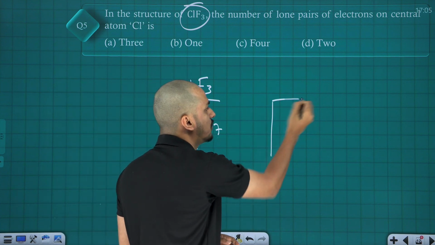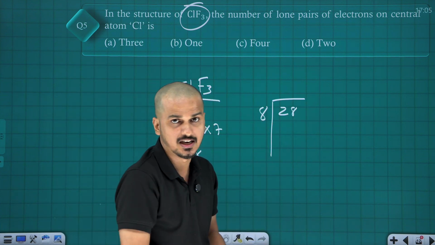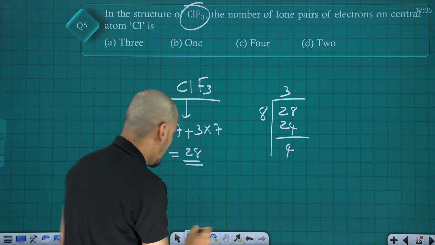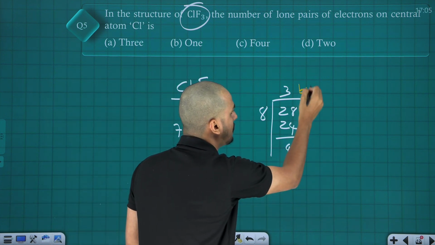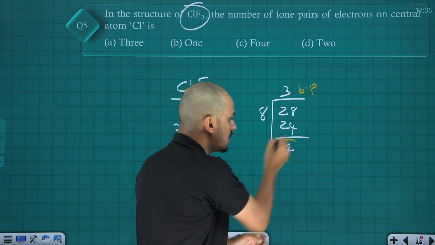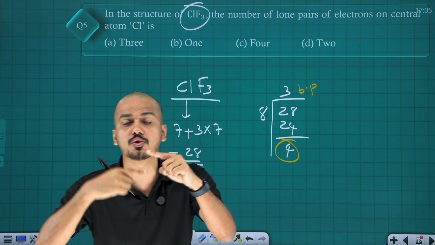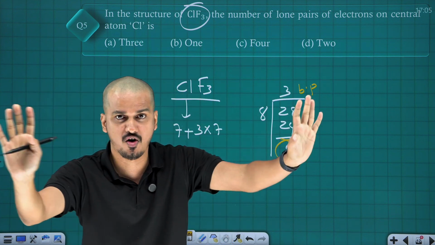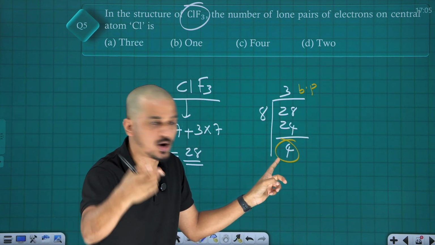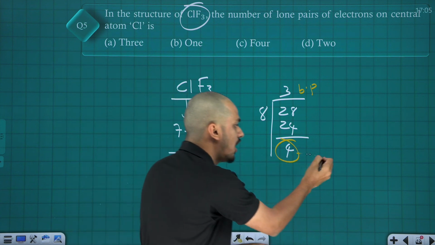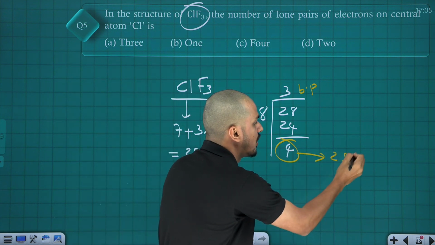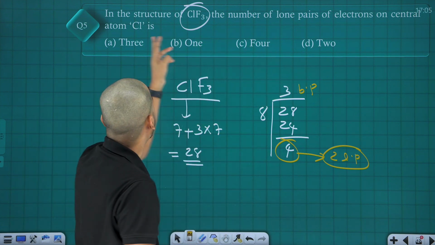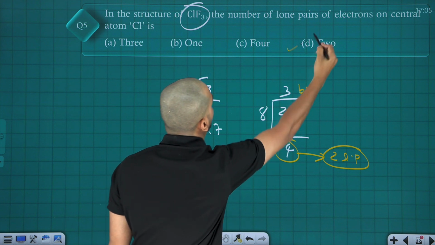28 divided by 8. That means 3 8s are 24. Remainder is 4. Don't forget, the answer you are getting is bond pair. So 3 bond pair. Here the remainder you have to make into pairs. Don't take it as 4 lone pairs. Wrong. That 4 is the remainder, which you have to make into pairs. That will be 2 lone pairs. So what's the answer for us? Around the central atom chlorine, how many lone pairs are there? 2 lone pairs are there.